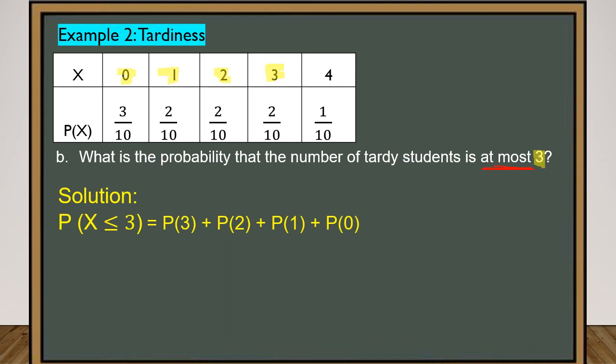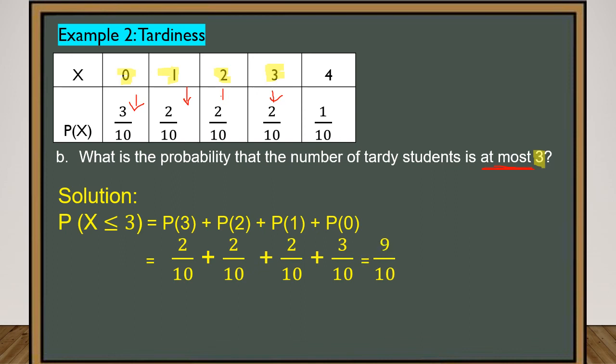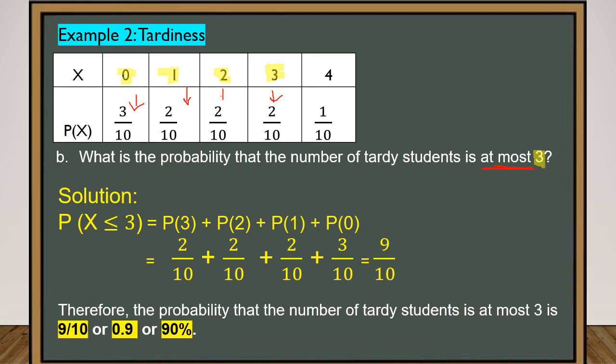So what is the probability of 3? We have 2 tenths. For 2, we have 2 tenths also. For 1, also 2 tenths. And for 0, we have 3 tenths. So we simply add these probabilities. By adding, we will get 9 tenths. Therefore, the probability that the number of tardy students is at most 3 is 9 tenths or 90%.